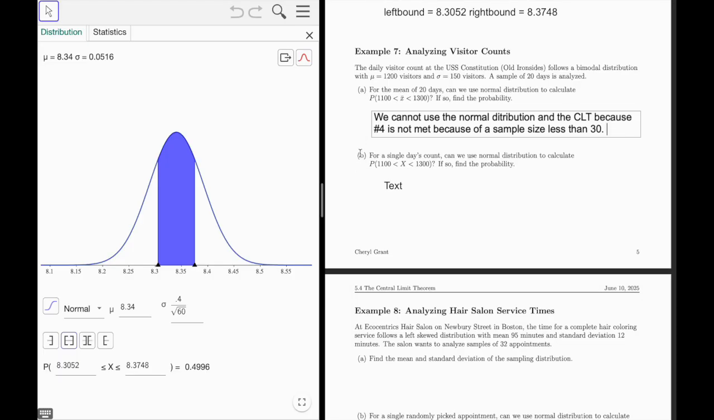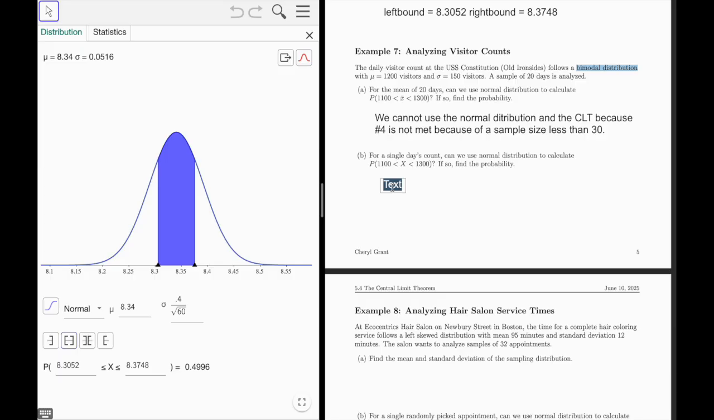Looking at part B, it says, for a single day's count, can we use the normal distribution to calculate the probability that a single count, just X, not X bar, is between 1,100 and 1,300? Because the single count is a bimodal distribution, it is not normal. We cannot use a normal distribution for the population probability as well.